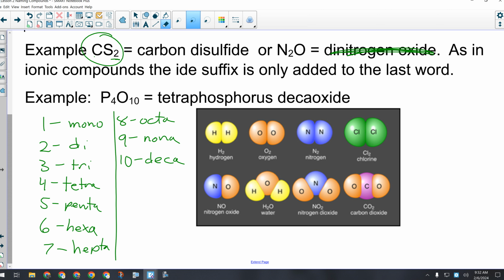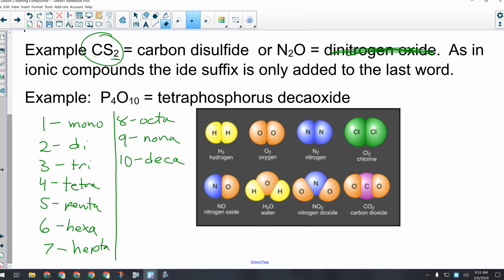Okay, now at this point we do have to address a couple of things that come up, and those are the molecular elements. There are some molecular elements, that is, elements whose atoms bond to themselves to make a molecule. That's still an element even though it's a molecule. That's why we call them the molecular elements.